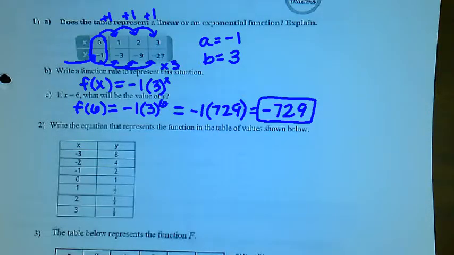There you go. So your final answer is negative 729. Not too complicated. Let's keep going. The first thing I want to do is identify my a value. Remember, our a value is just our y-intercept. So a is equal to 1. Just a reminder, our y-intercept is when x is equal to 0.